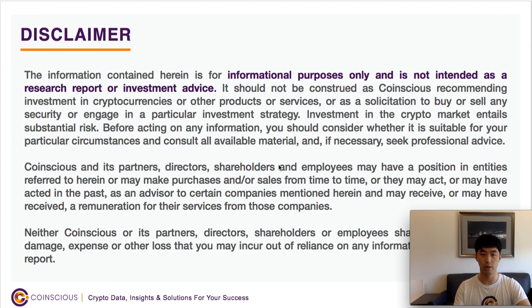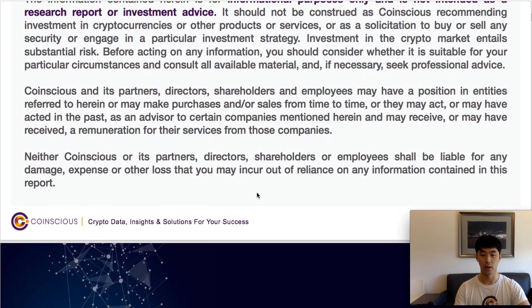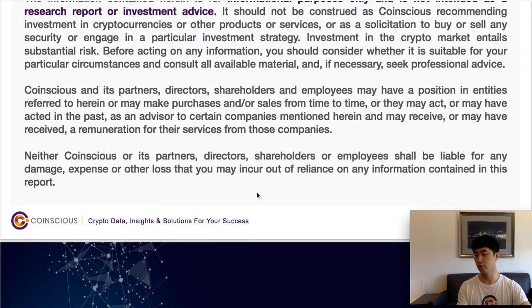Before we start, here's a disclaimer saying that all the information contained here is for informational purposes only and is not intended as a research report or investment advice. Coincheck or its partners, directors, shareholders, or employees shall not be liable for any damages, expense, or other loss you may incur from this presentation.